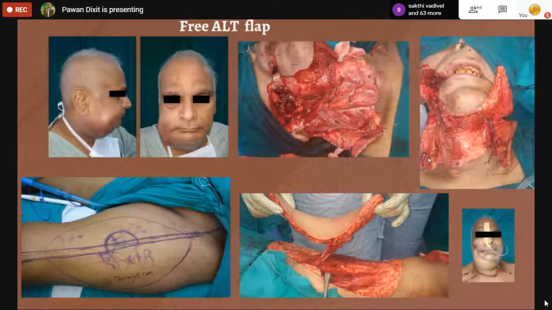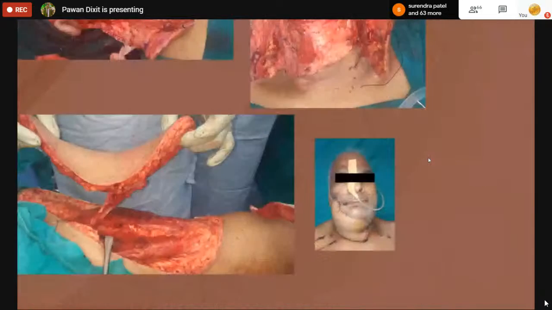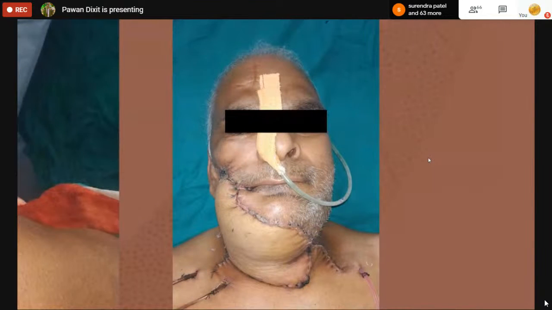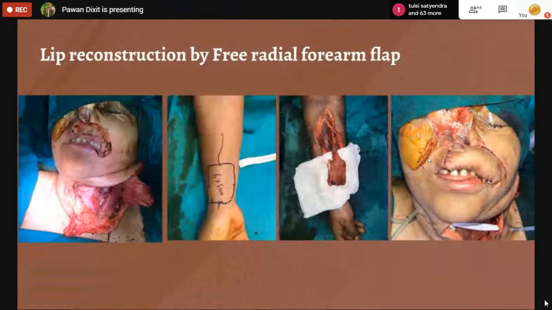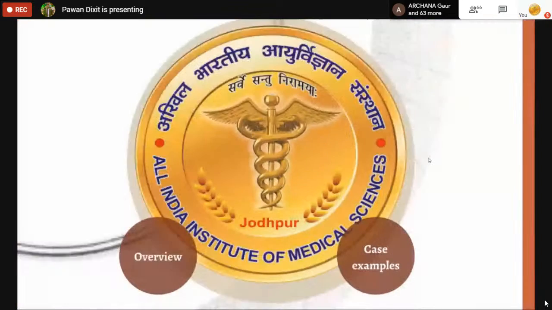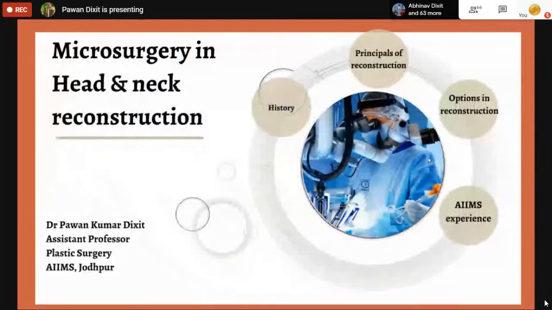Another patient recently operated had a fairly large defect of intraoral lining and external cover. A big ALT flap, 13 by 18 centimeters, is taken, and both the intraoral and external defects are covered in a satisfactory way. Another patient had a defect of the upper lip only. A free radial forearm flap is used to reconstruct the upper lip defect. So these were the experiences of our team in microsurgery in head and neck reconstruction. Now we move on to the panel discussion on this topic.